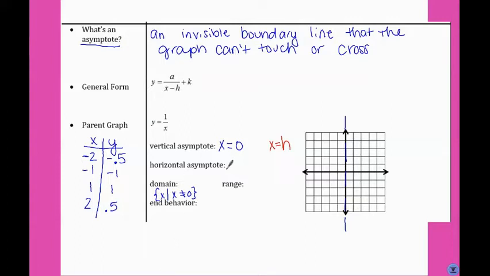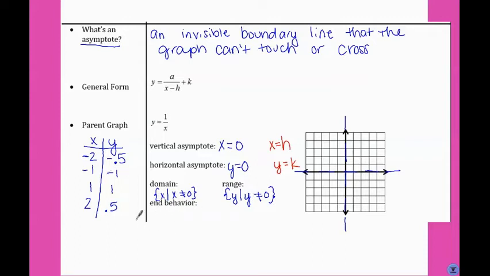We also have a horizontal asymptote. Horizontal goes left to right, so it's going to be a y equals, and it's actually going to be related to whatever k equals. So y cannot equal, what are we adding on the end? Nothing. y equals 0. So we're going to have a horizontal asymptote at y equals 0. That means for our range, it's y such that y cannot equal 0. Be very careful when you're writing these. Make sure when you're writing domain, you're using x's, and when you're writing the range, you're using y's.